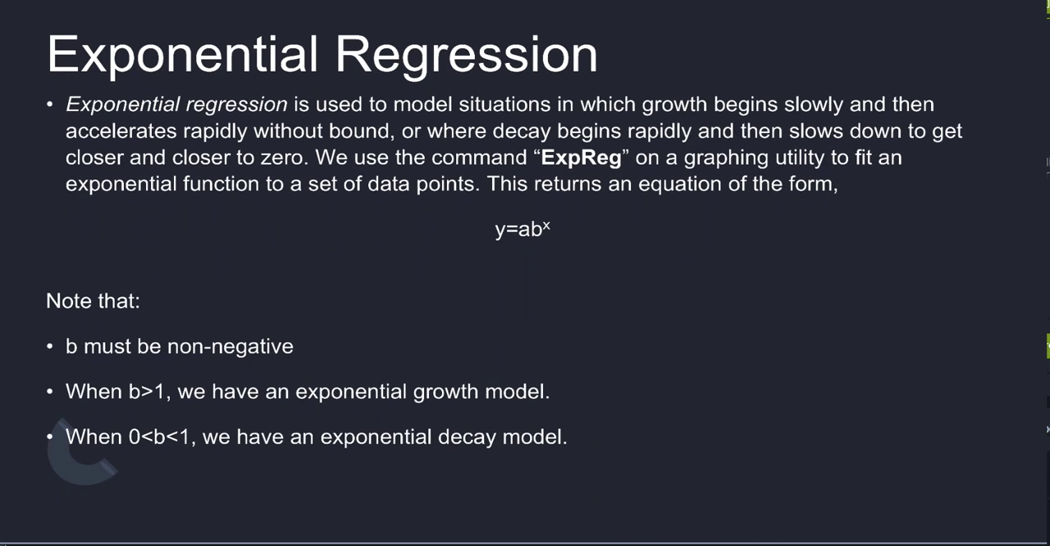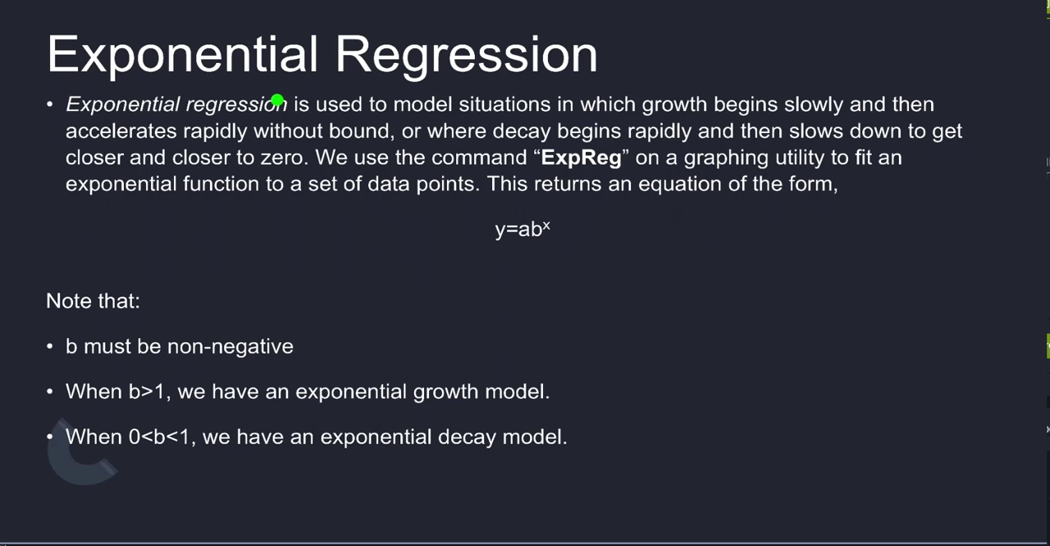Okay, so think back, we talked about linear regression back in chapter 4, where there was data that trended towards a linear relationship. Well, we also have other types of regression. Today we're going to talk about exponential regression and logarithmic regression.